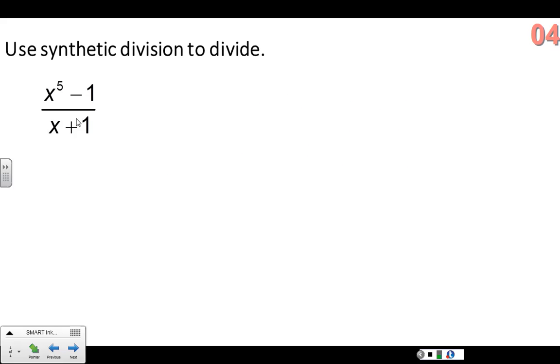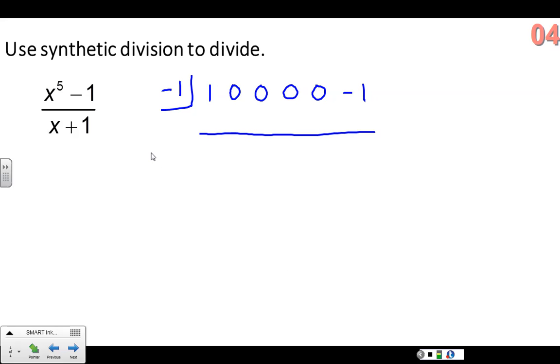All right. Let's try one more. In this one, we have x to the fifth power divided by x plus 1. So my divisor would be negative 1. You have 1x to the fifth. You have no x to the fourths, no x to the thirds, no x squareds, no x to the first power, but then you have a constant of negative 1. I have to put all those zeros in there to hold the places of missing terms. We're going to bring down the first term as is.